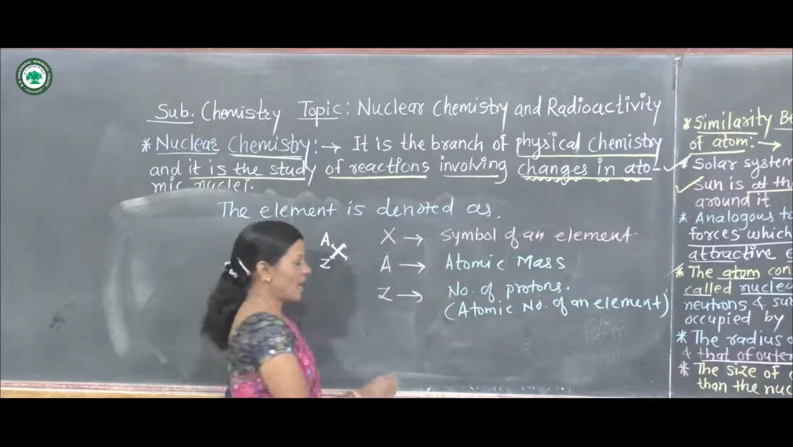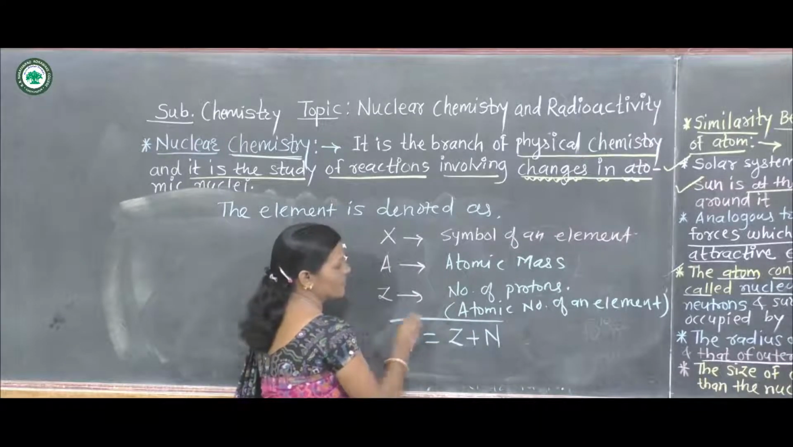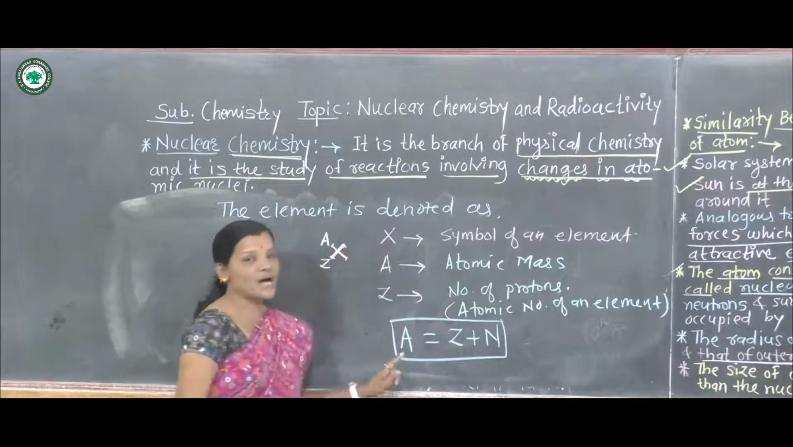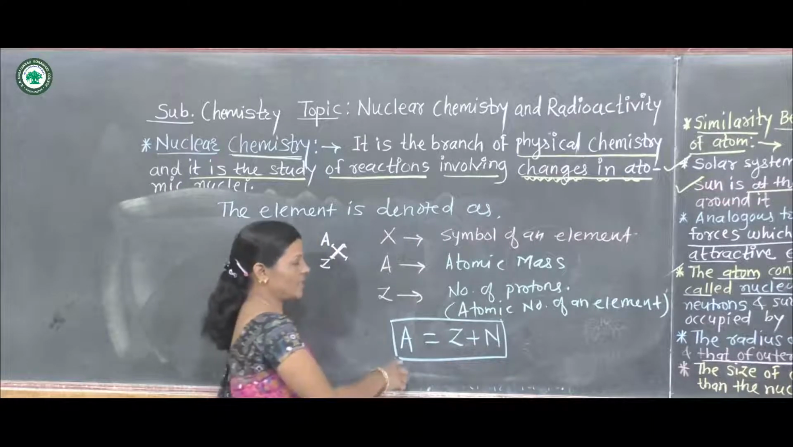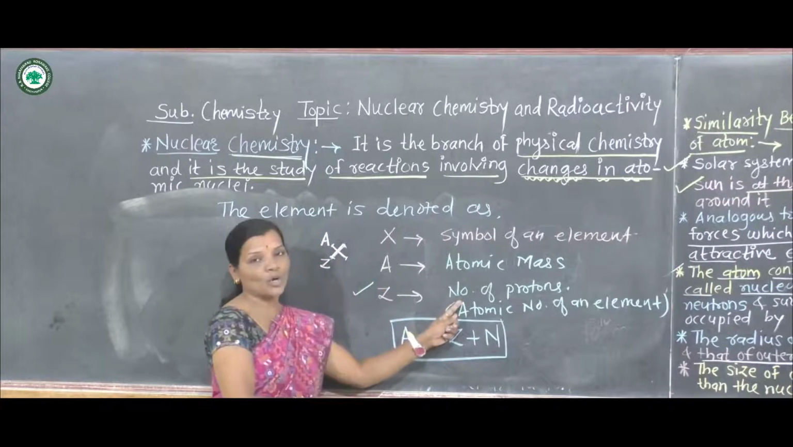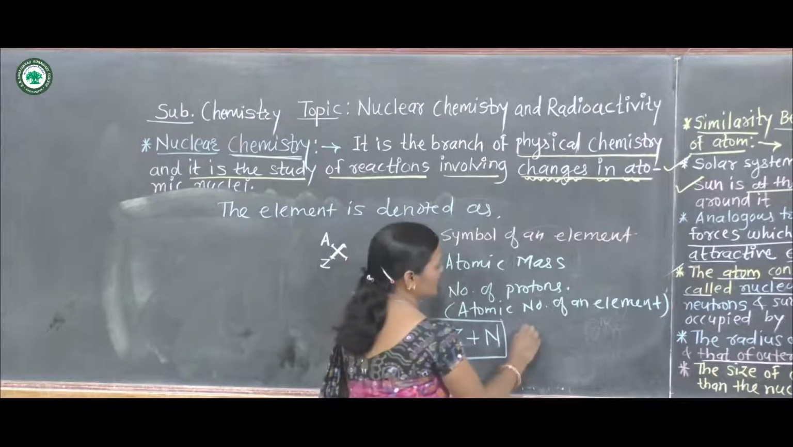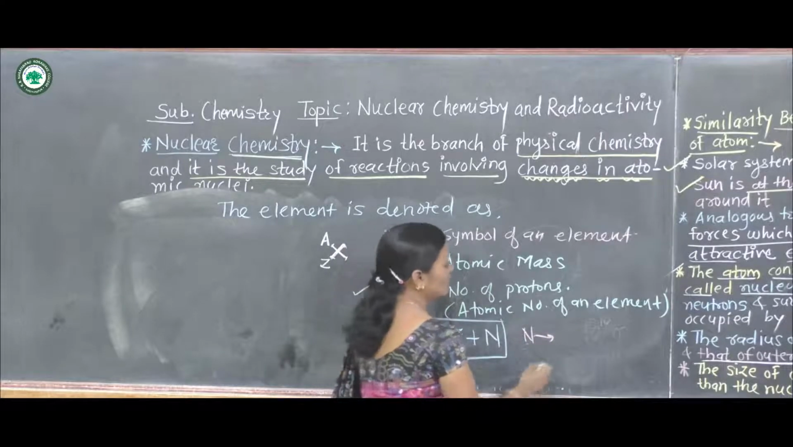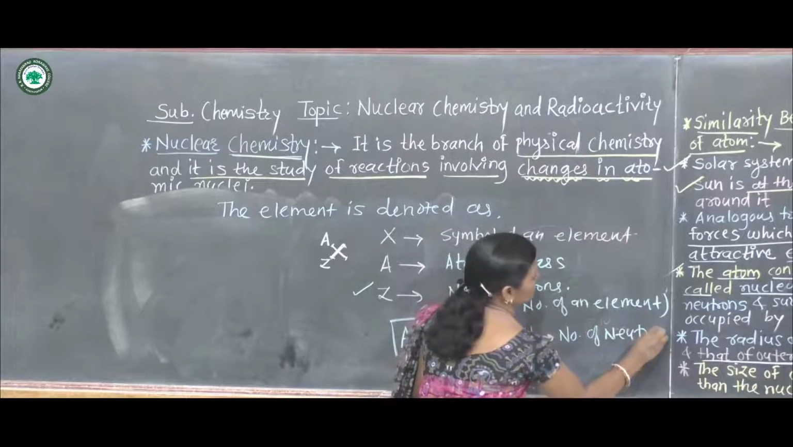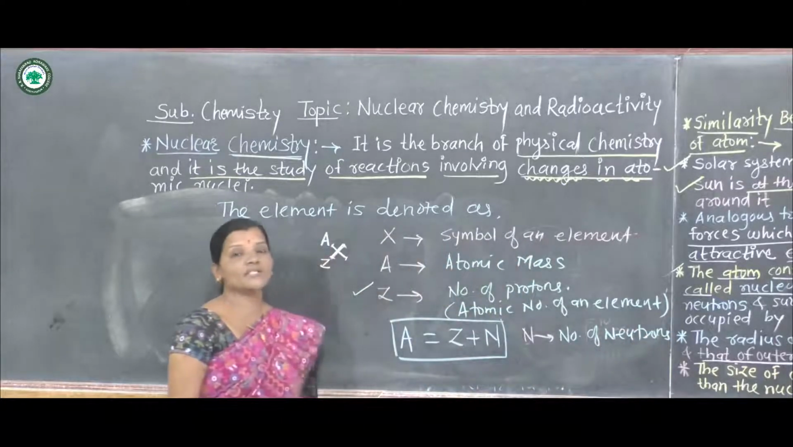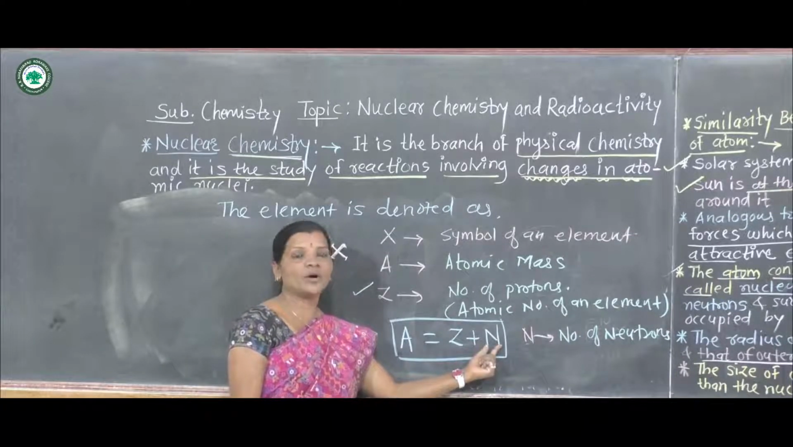Also we have atomic mass A is equal to Z plus N. Z is the number of protons present within the nucleus, and N indicates the number of neutrons present within the nucleus of that element.